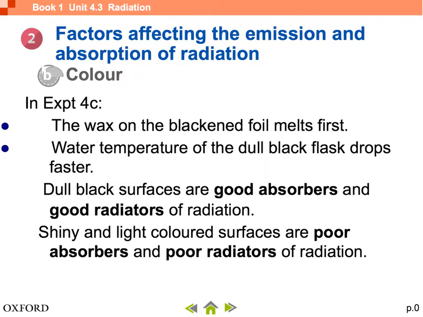Here we are going to talk about another factor that will also affect the emission and absorption of radiations. It is color. From experiment 4C, which I expect you to watch after this slideshow, from the results of the video, I hope you can learn that dull black surfaces are good absorbers and also good radiators of radiations, while shiny and light colored surfaces, like a white t-shirt or pale yellow colored surfaces, are poor absorbers. At the same time, they are poor radiators of radiations.